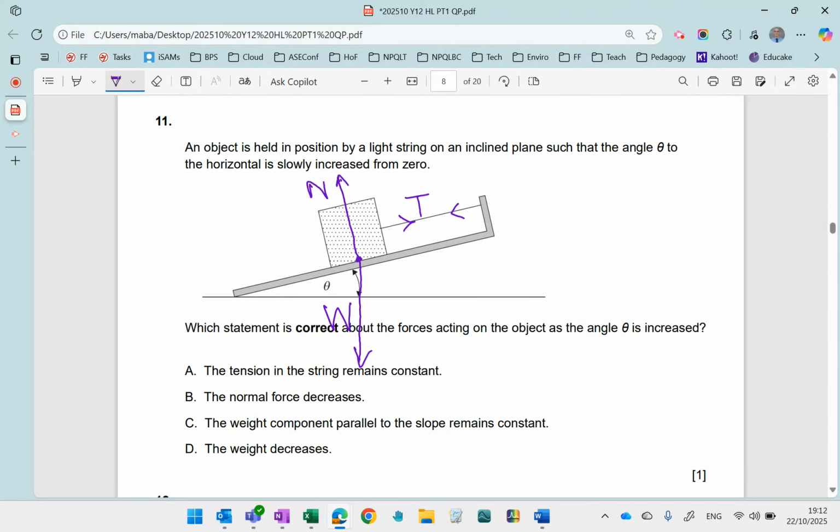There we go. So, let's just complete this diagram like this. Okay, there's a right angle triangle. That's theta there, that's theta there. So this one over here is going to be W sine theta. This one over here is going to be W cos theta.